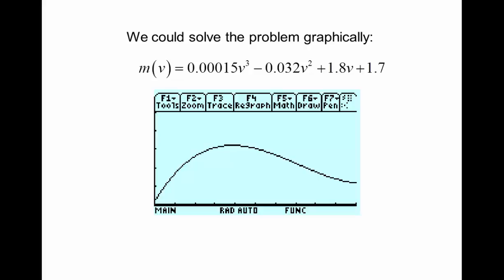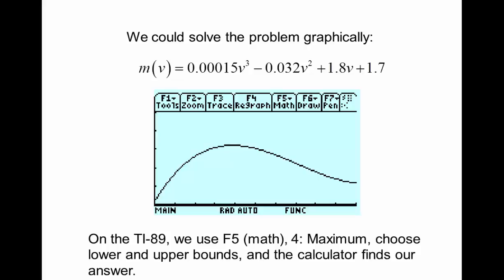Well, you might say, well, gosh, Mrs. Muller, why do we need calculus? I can just graph the function and find its maximum, right? By doing what on the 89? Hitting F5, and number 4, right? Yeah, and so we can find the maximum. And let's see what the maximum states here. It says that if we drive 38.6 miles per hour, we'll get 32.1 miles to the gallon.